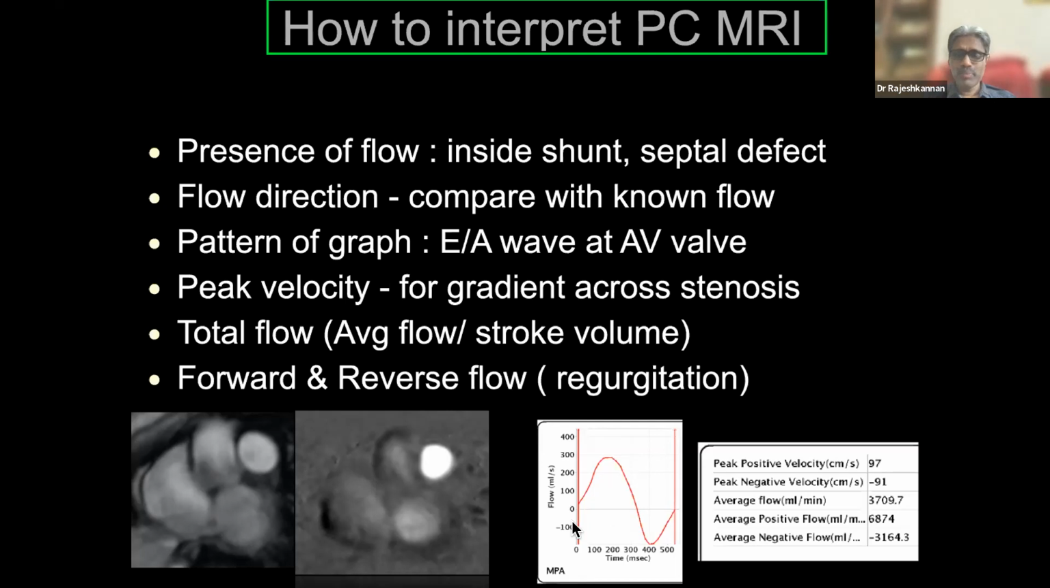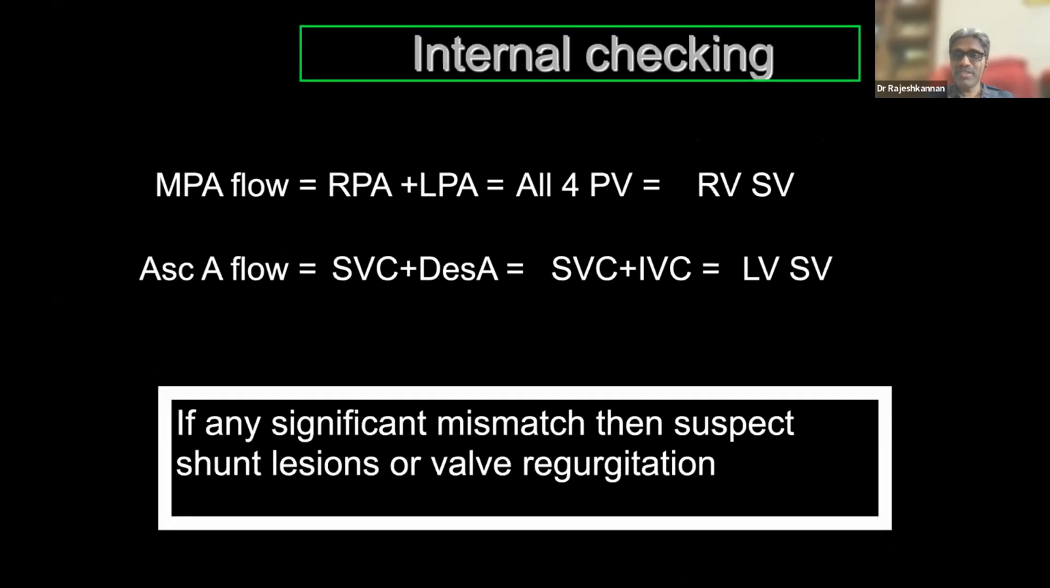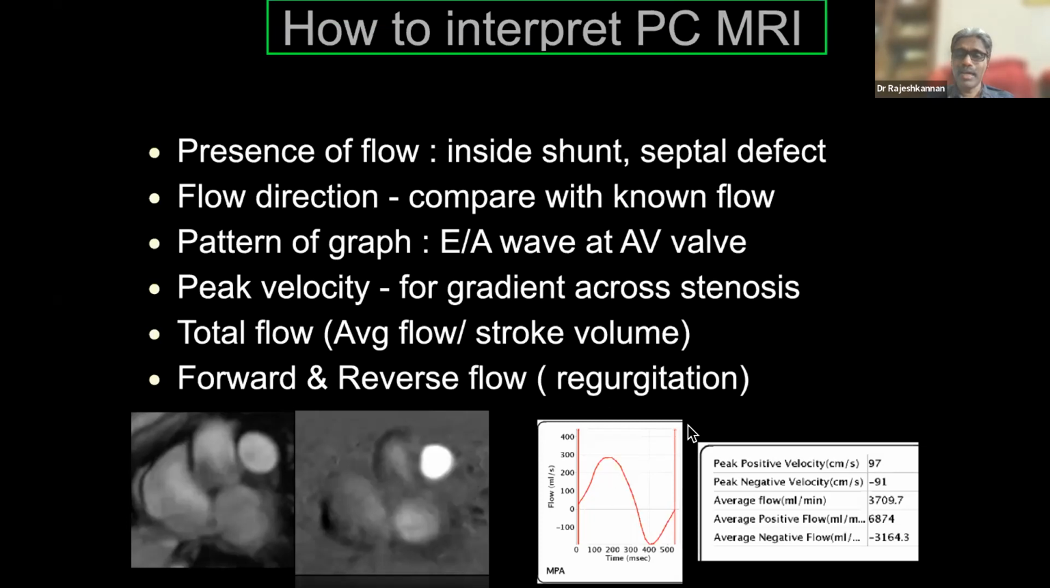Another important thing is to look at the pattern of the graph. It is very useful, especially when you are doing the AV valve PC, to identify diastolic dysfunction. We can look at the E wave and the A wave. As well, in the case of pulmonary regurgitation, we can see that there is a forward flow and a reverse flow. By looking at that graph itself, we can say that there is a valve regurgitation.